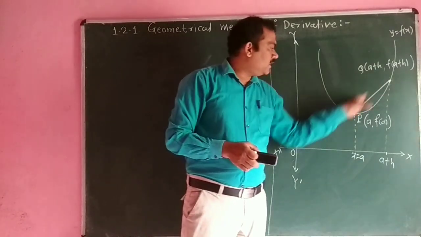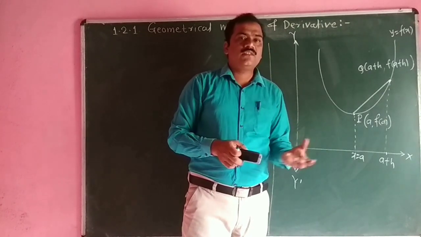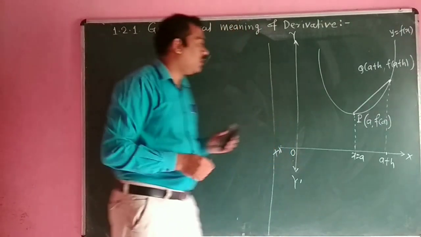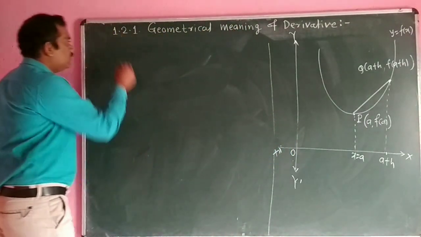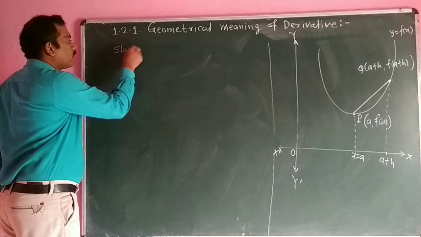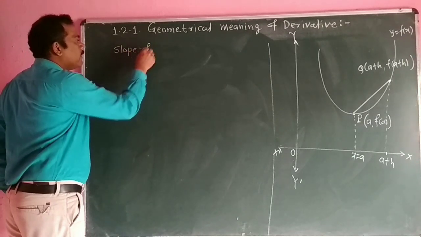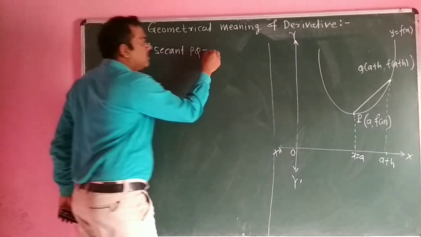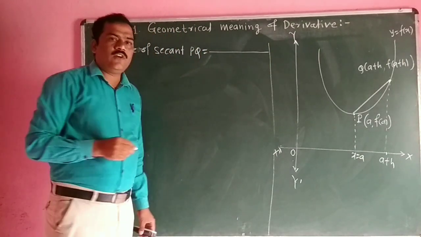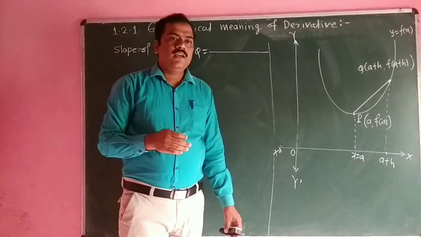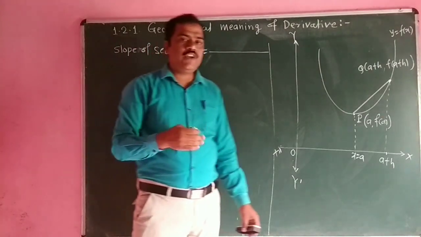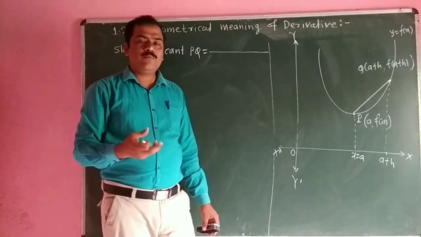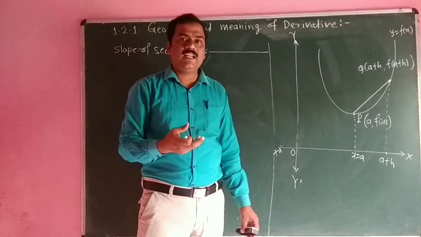If we have to get the secant PQ by using the two-point form, we have to find the slope of this secant PQ. Now what is the slope of secant PQ? We have to know the formula to find the slope of a line when 2 points on that line are given.